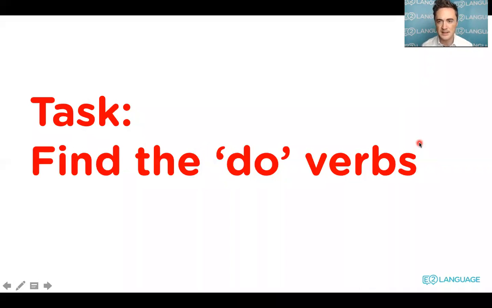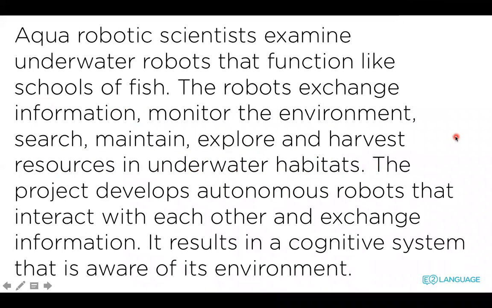So here's a little task. I just want you to find the do verbs in this paragraph, okay? Just type it into the chat. Type in all of the do verbs that you can see. Good, Baljit, you've got one. That's good. Good, Diana. You've got two. Good, Mayor. Excellent. Excellent, excellent, excellent. Good, Mahul. Examine, well done.